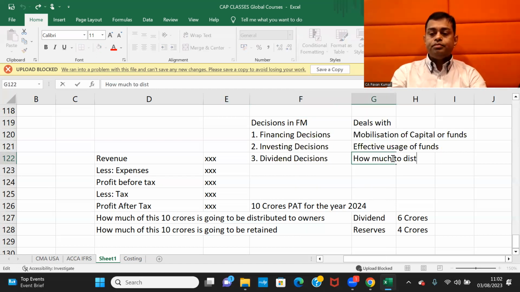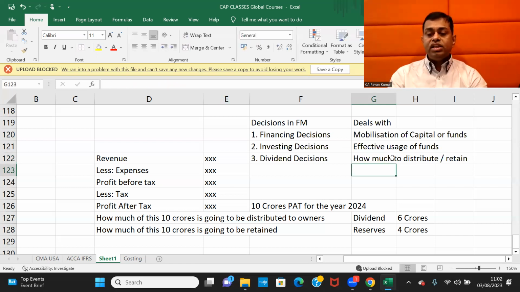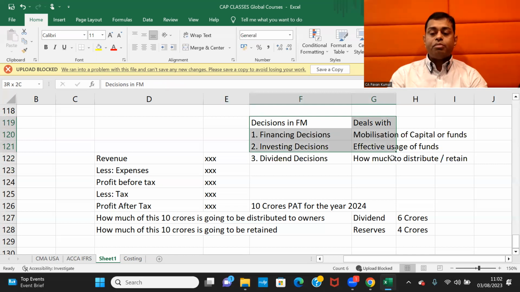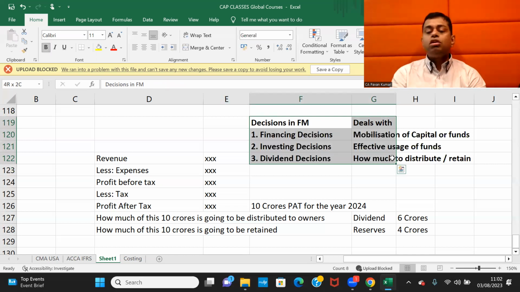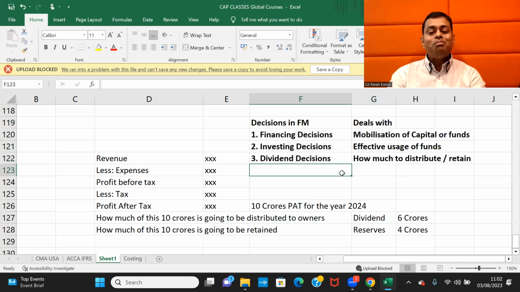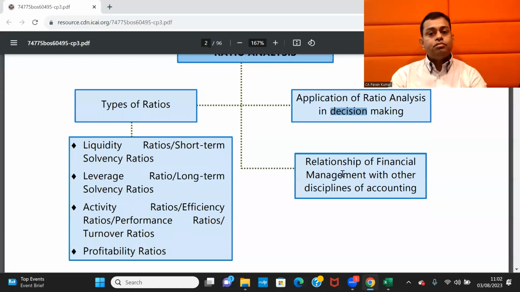How much to distribute or how much to retain. These are the decisions. If you are finance head of a company, you will do these 3 things. That's all. Under every decision, again, there will be so many modules, okay? But more or less, this is a broad, macro level picture. So this is decision making.